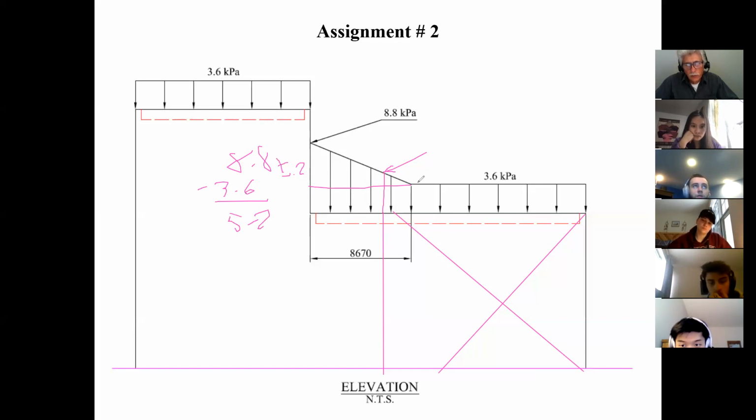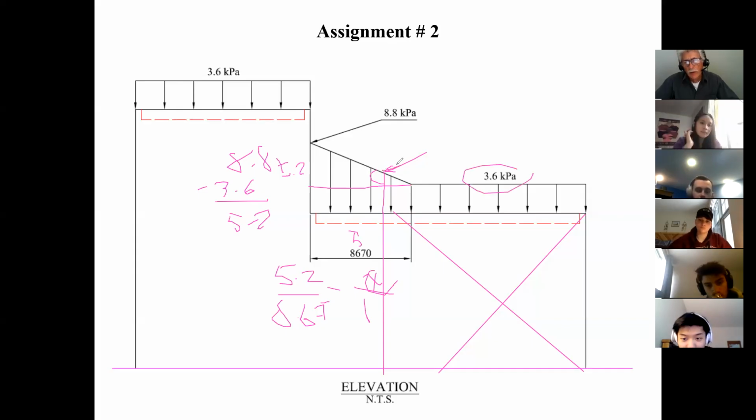So I do 5.2 over 8.67, right, is equal to something over 5. If this is 5 meters, and I find out what this value is here, then I add it to my 3.6, and that will be the value of my snow load.